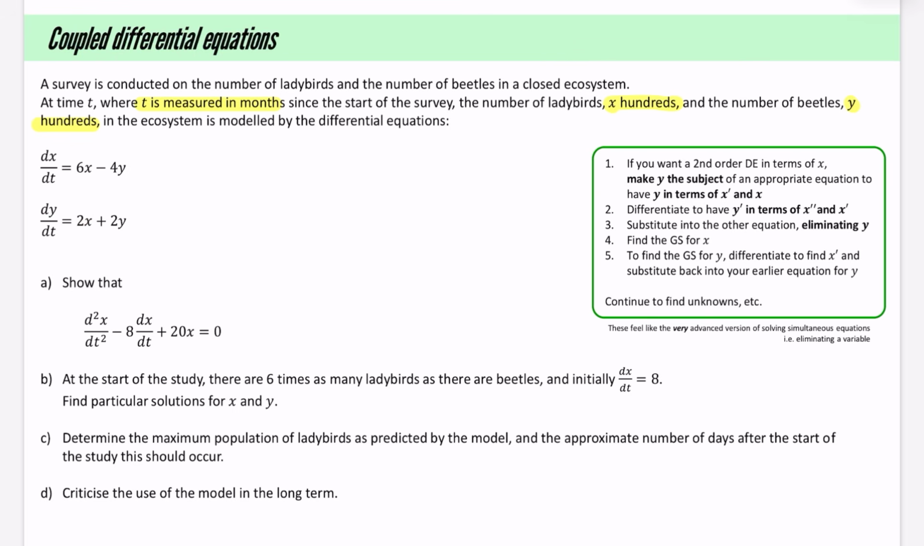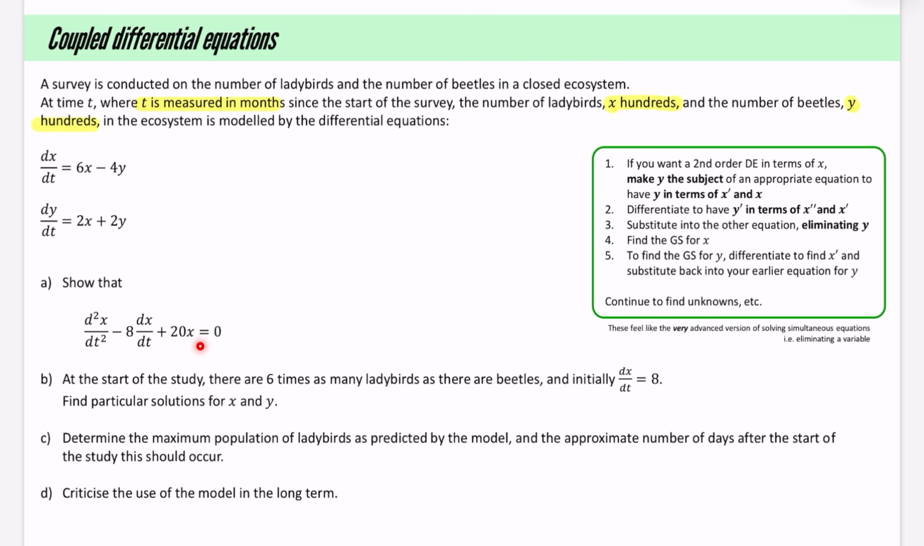It can be used to model predators and prey. It can be used to model two competing species, all sorts of things. And the deeper you go with this, if you do it at university, it's a very, very fascinating area. So we're going to take these two coupled differential equations, and we're basically going to try and eliminate y.